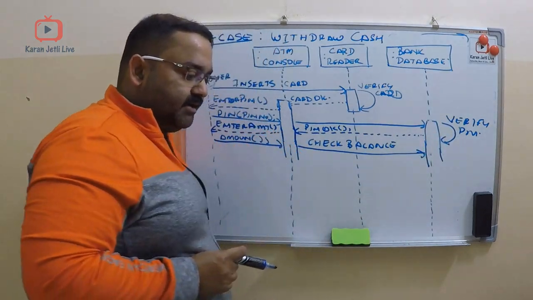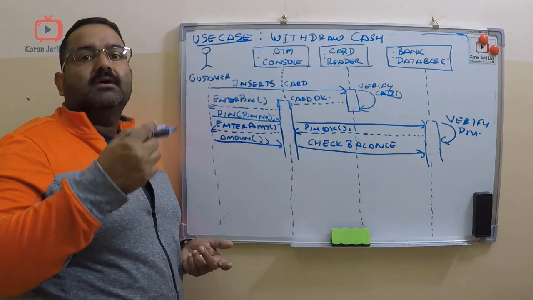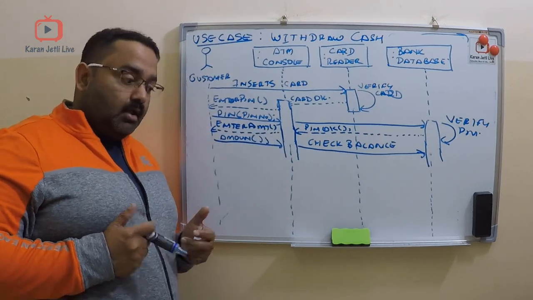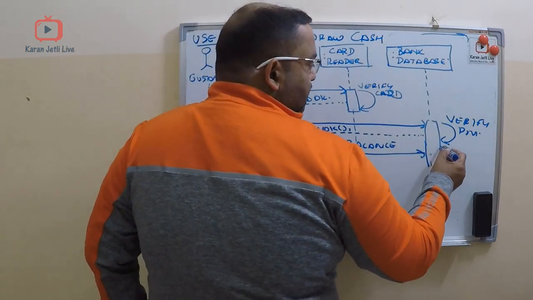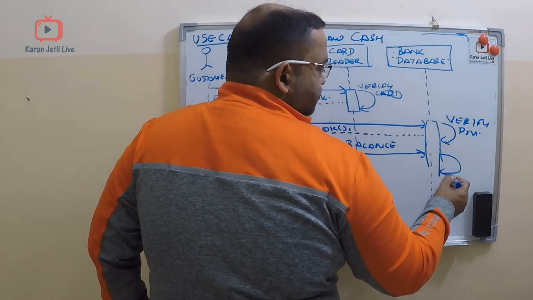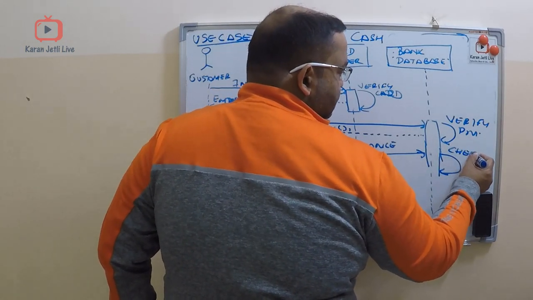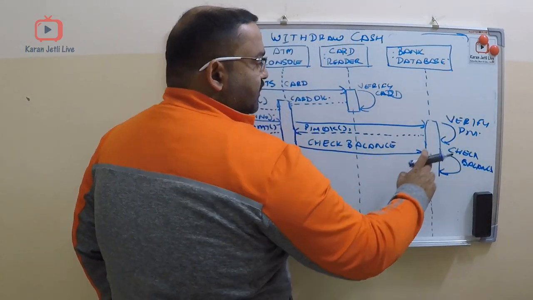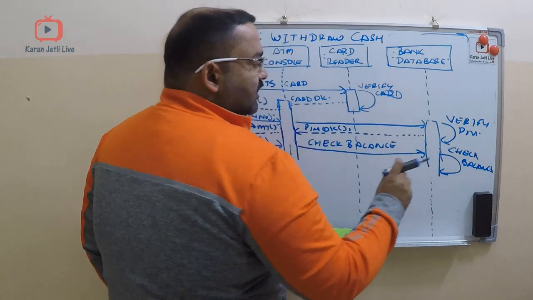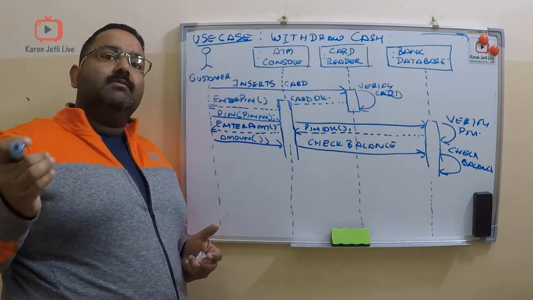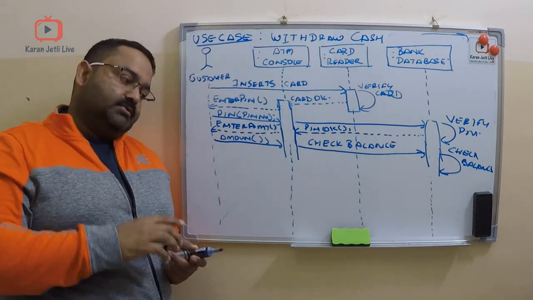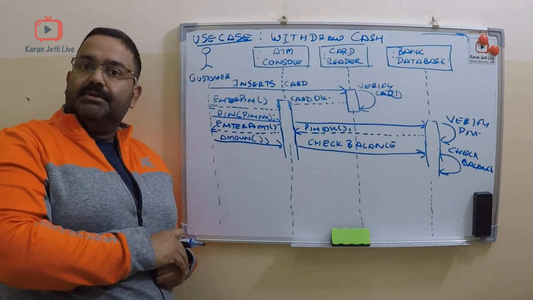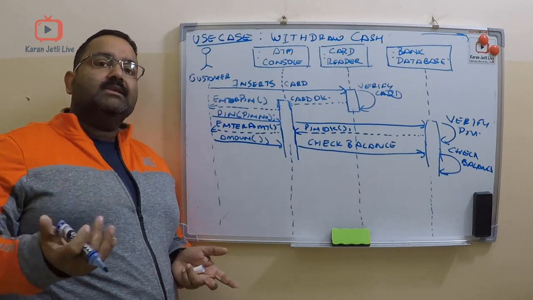Again, what does the bank database do? It checks your balance against the amount in your account. Now, the check balance process runs. It checked the balance. Now, after it checks the balance, there are two options: either you have enough balance so that this transaction can be completed, or you have less balance.